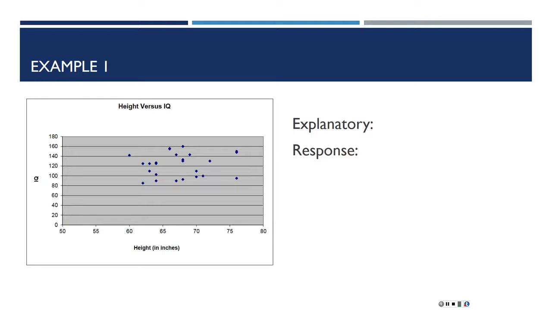Explanatory and response. This is height versus IQ, and height is on the x-axis. Well, we would assume because it's on the x-axis, height would be explanatory, but does height explain your IQ score? I don't think so.